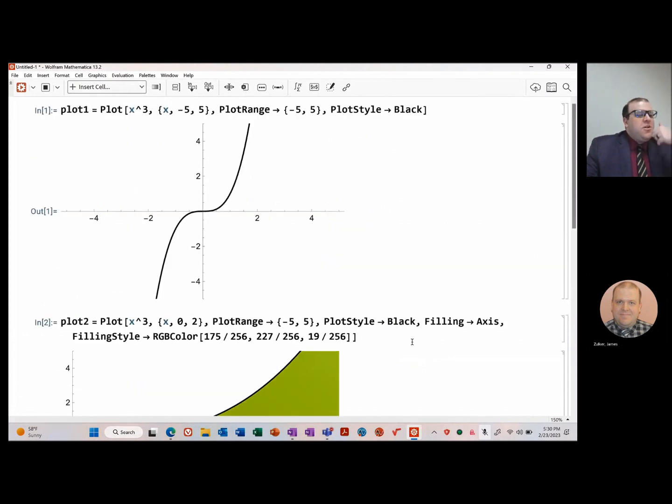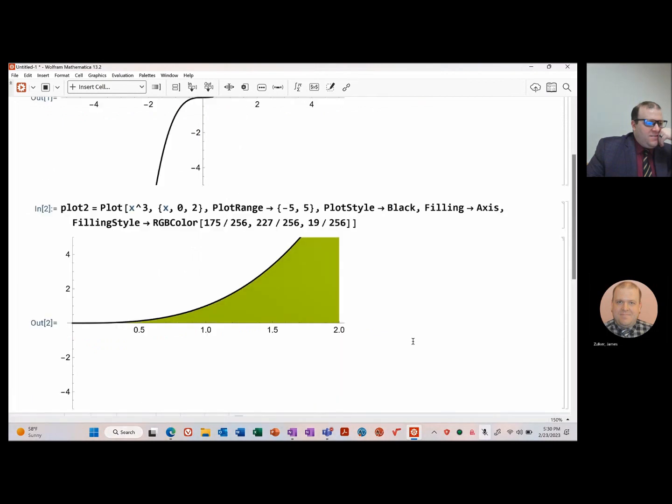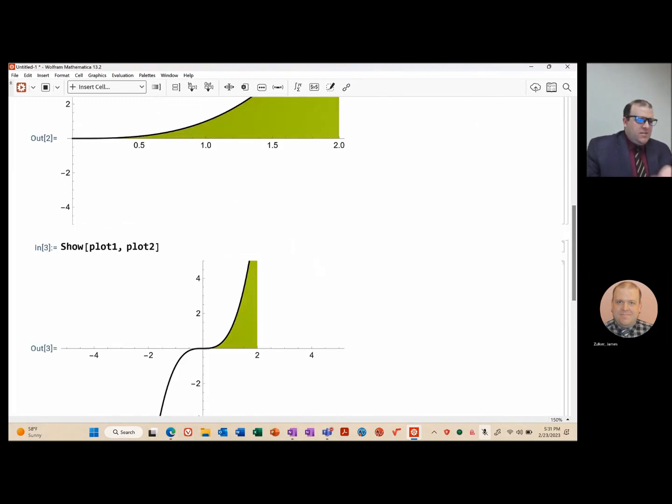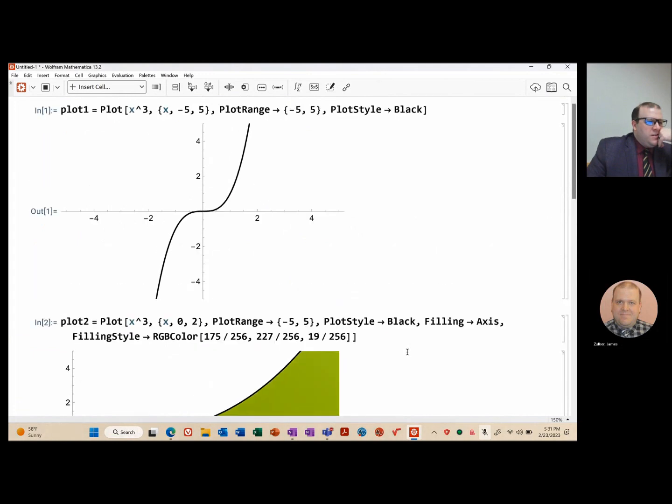That should, uh-oh. I may have to adjust my plot range. See. Yeah, that doesn't go high enough.